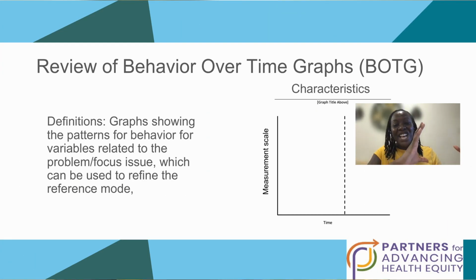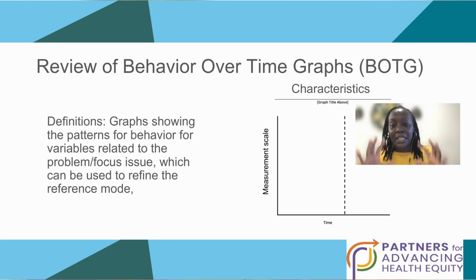And that set us up for our homework, which is taking the tools that we learned in drawing a reference mode to expand that so that we could understand the patterns over time of different factors that may influence the problem we're interested in solving. So a behavior over time graph is just a graph showing the patterns for behavior of variables related to the problem or focus issue, which can be used to refine the reference mode.